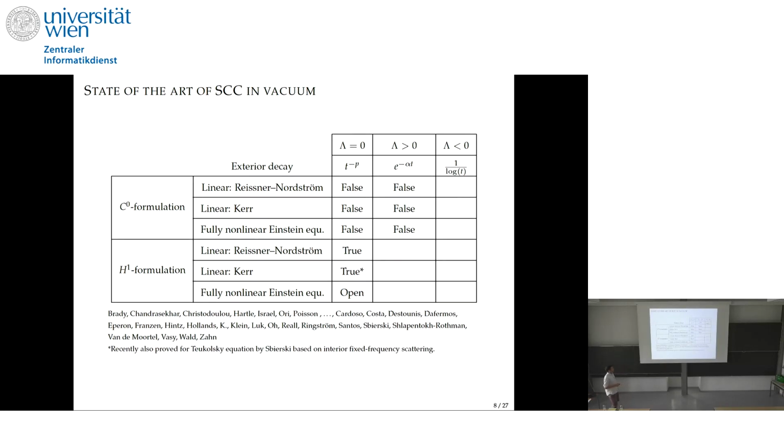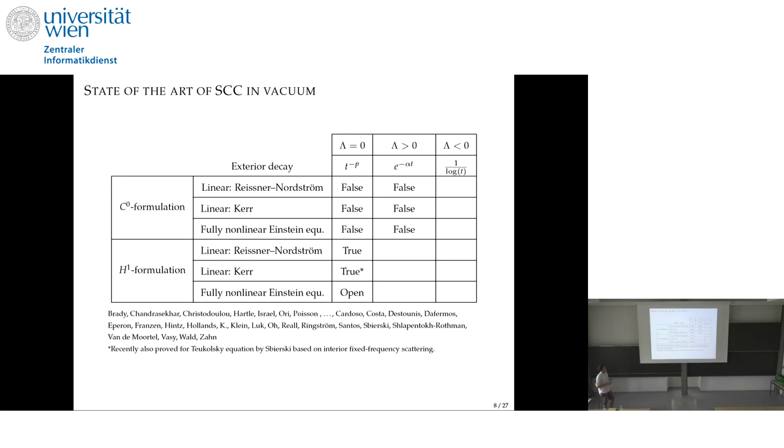At least, however, an H1 formulation is true for the Reissner-Nordström, and also for the Kerr. And there's some recent work by Shlapentokh-Rothman proving it actually also for the Teukolsky equation. And the hope is that one can use that work and maybe also prove it, at least in the neighborhood around Kerr, for the fully nonlinear Einstein equation. So that is maybe something which can be done in the future, would be an extremely interesting problem.